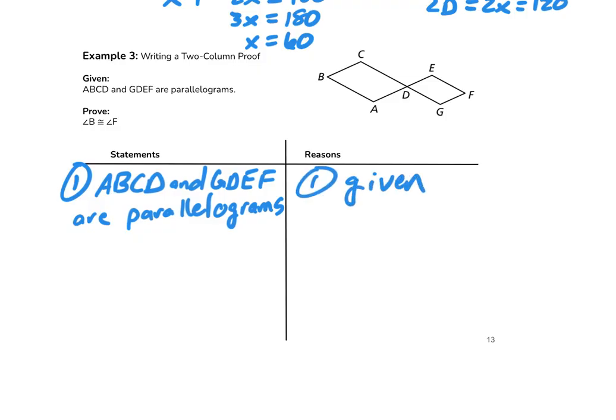And what we do is just say that that's given. Okay, first step we always do in a proof is our given step. Okay, now we want to kind of come up with a plan here, right? We kind of want to come up with a plan with what we know and where we can use that to help us get to where we want to be, and we want to prove that B and F are congruent.